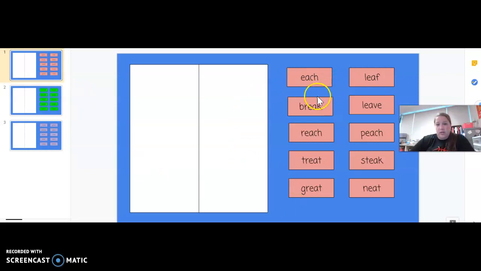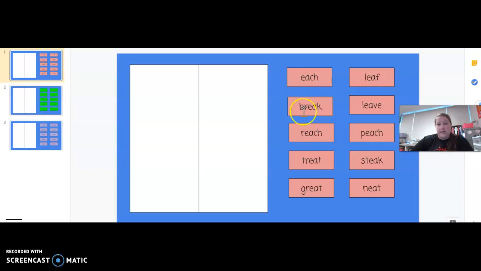The first slide you're going to work on is the EA. So what you need to do is read through these words and differentiate between 2 different sounds the EA makes. Let's do a couple. The first word is each. Listen to the sound again. Each. EA has a very specific sound in this word, each. Let's see if it matches the next one. Next word is break. Even though it has the same letters EA, that's a very different vowel sound.